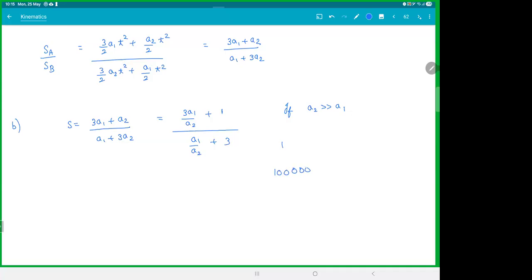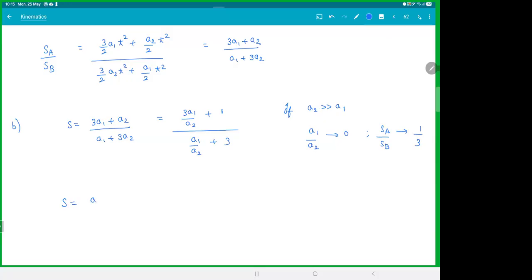I can take any numbers, right? You didn't give me anything, so I can take anything I want. If A2 is very, very large, then A1 by A2 will become almost 0, isn't it? If you divide with a big number, that is going to become 0. So if A1 by A2 becomes 0, then this ratio SA by SB will tend to 1 by 3. Means no matter which numbers you take, you cannot have a ratio less than 1 by 3.